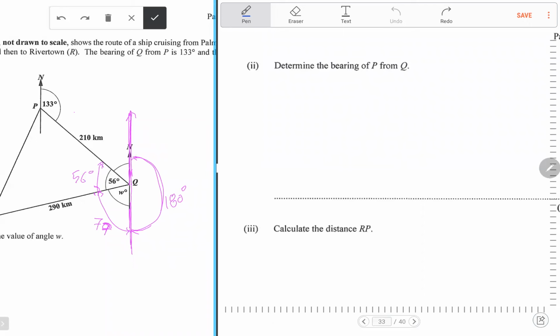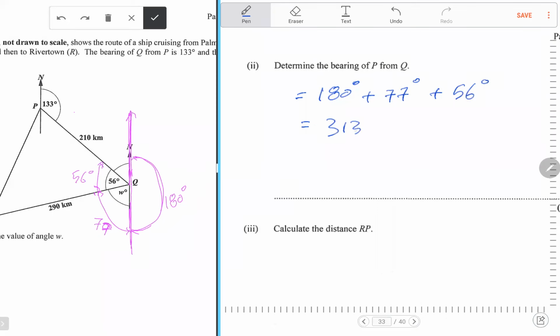Right? So you would draw that on the diagram and show the examiner. Right? And so the bearing of P from Q would be equal to 180 degrees plus 77 degrees, plus the 56 degrees inside here. All right, and so we work that out. 180 plus 77 plus 56 is 313 degrees.